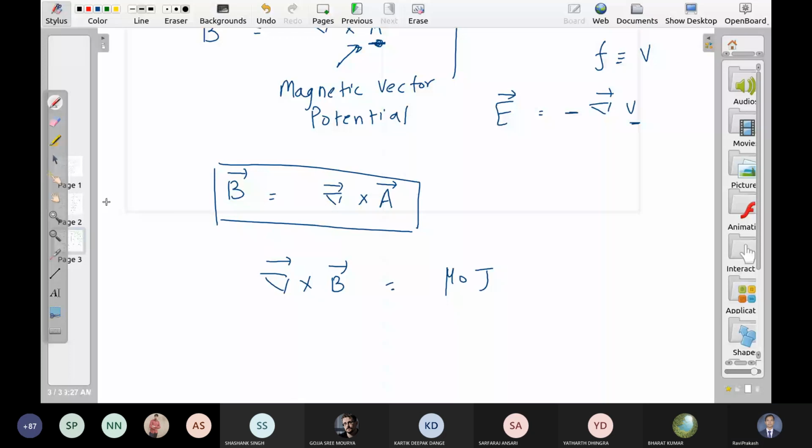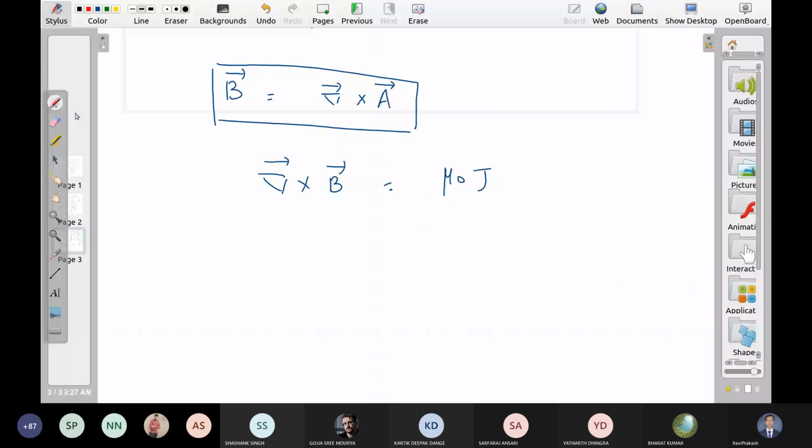So del cross del cross A is equal to mu naught J. What is this equal to? So go to the last page of Griffiths again, or you can do it on your own. It is a half page calculation. So you can do it, or I'll do it. If you have some problem, let me first see from the book.